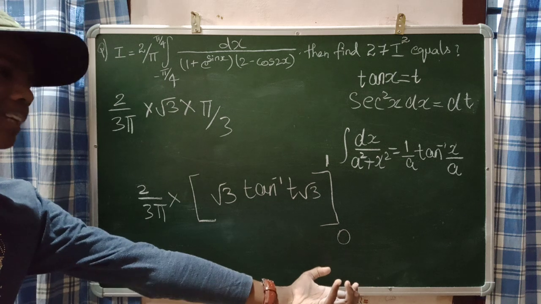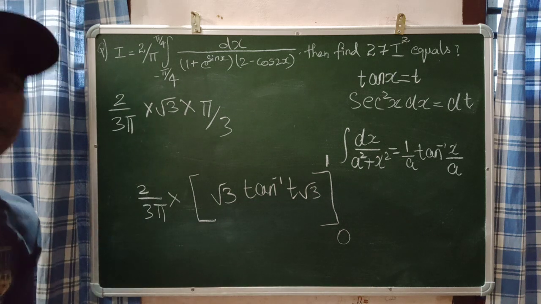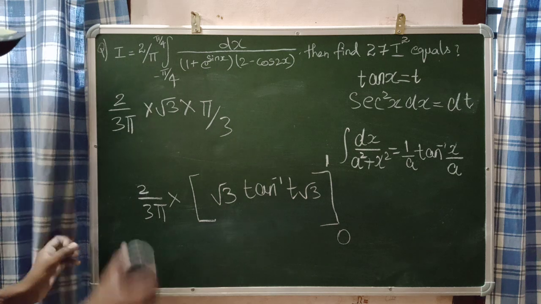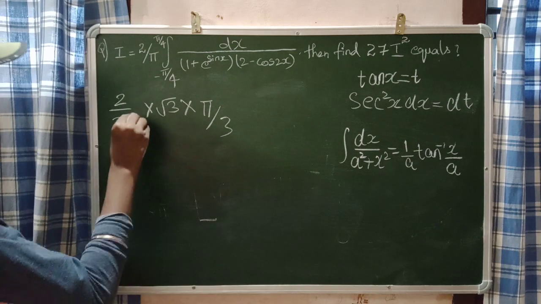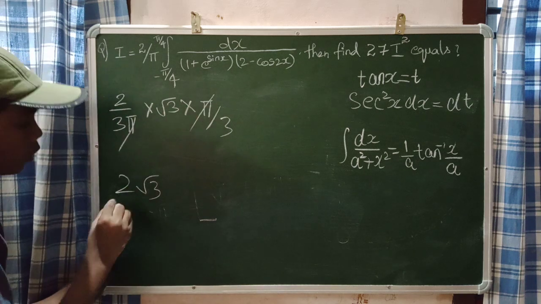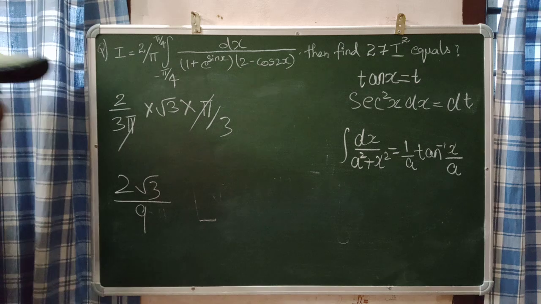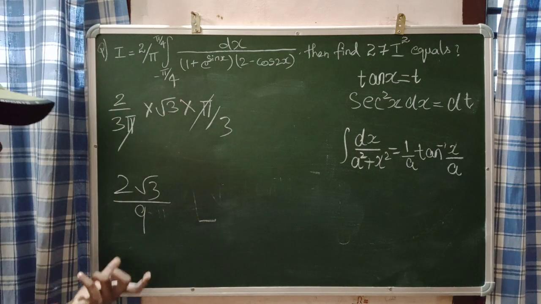Now the lower limit is 0, so no need to evaluate the value of the lower limit by substituting it. So just find this value and this will give the value of I. So this pi will get cancelled and you will get the value as 2 root 3 by 9. This is your I.